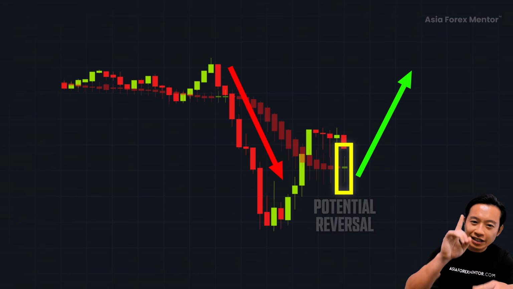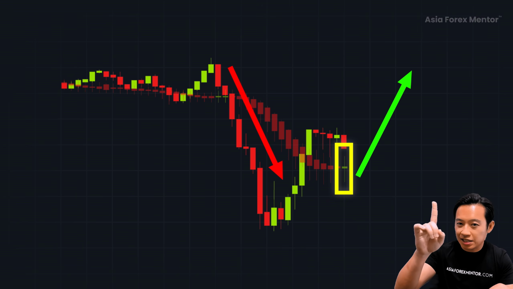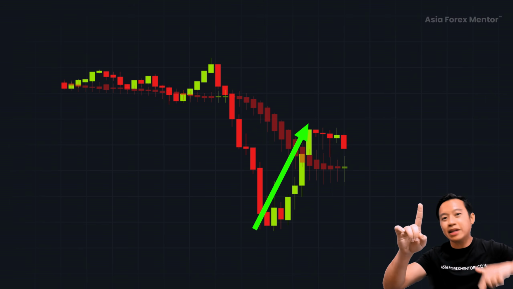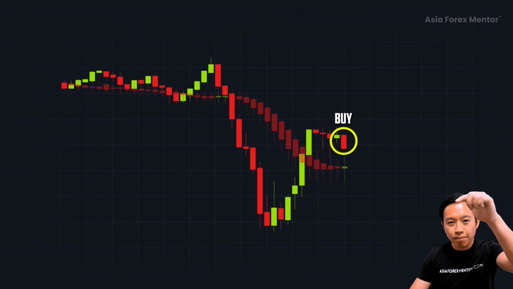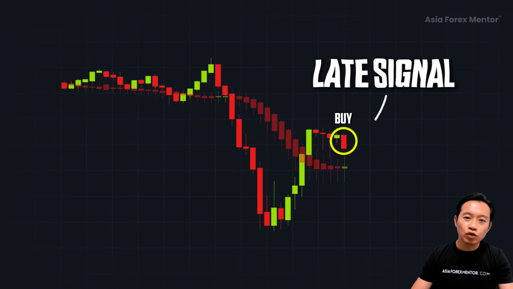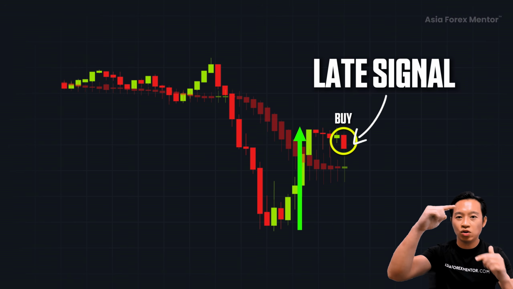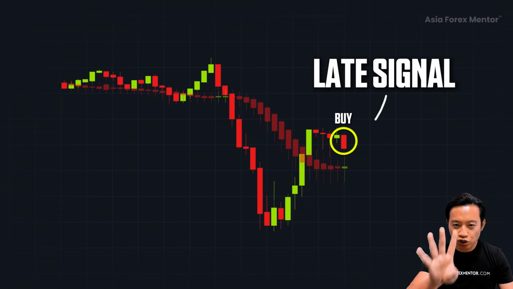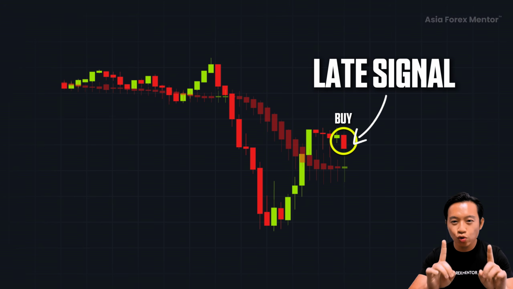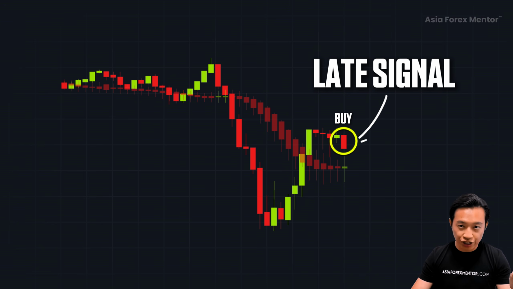But if you take a look at this, the color change only occurs after price has already made a pretty big move upwards. So if you enter a buy position at that point, it's kind of too late. We have missed the whole chunk over there. So now I'm going to show you the 4-step strategy on how you can use the smooth Heiken Ashi indicator.